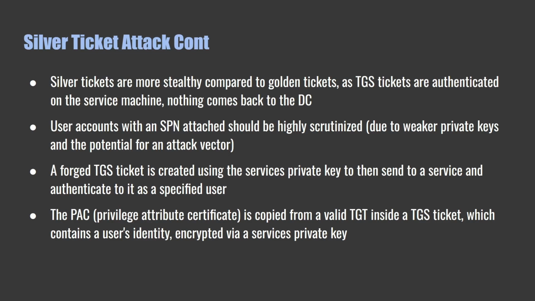User accounts and SPN attacks should be highly scrutinized due to weaker private keys and potential for an attack vector, as I've already mentioned in Kerberoasting. A forged TGS ticket is created using the service's private key to then send to a service and authenticate to it as a specified user. The PAC, privilege attribute certificate, is copied from a valid TGT inside a TGS ticket, which contains a user identity encrypted via a service's private key.